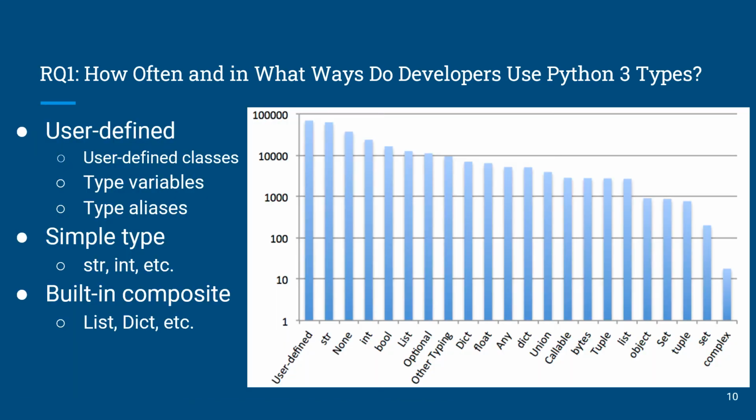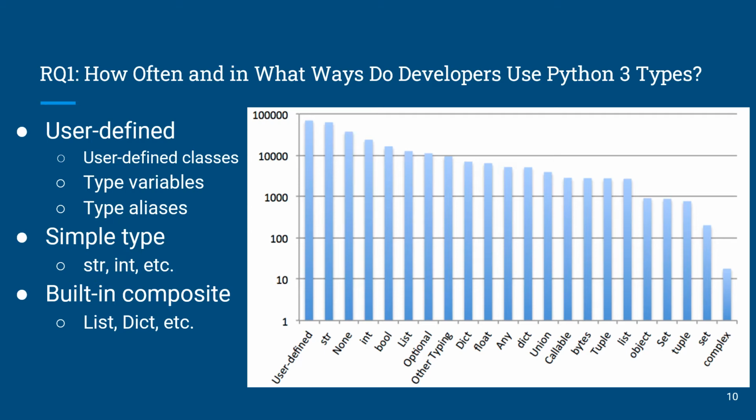We look at the frequency of type categories used across the 2,678 type repositories. Note that the graph is in log scale. The highest frequency is types in the user-defined category. It includes user-defined classes, classes defined in built-in Python modules, and third-party modules, as well as type variables and type aliases.